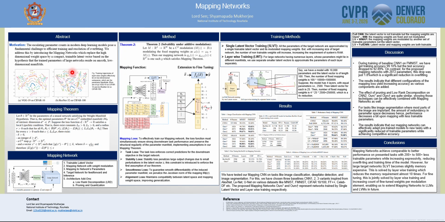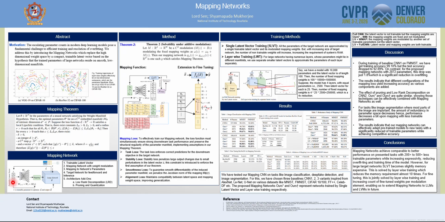Our work is motivated by the observation that the training trajectories of large networks lie on effectively smooth low dimensional manifolds, as shown in these two plots. Based on this idea, we propose mapping networks, where instead of directly training all the parameters of a large neural network, we train a smaller latent representation and map it to the full parameter space.